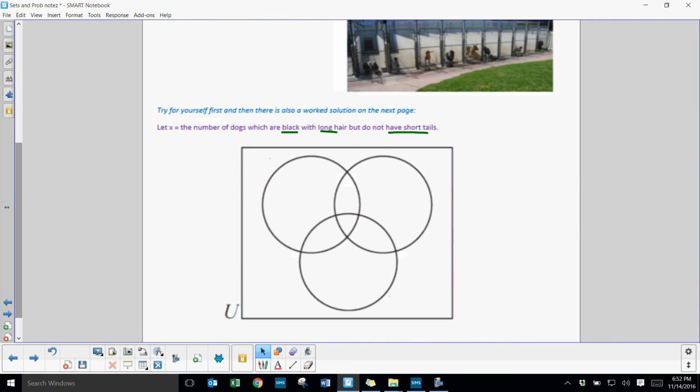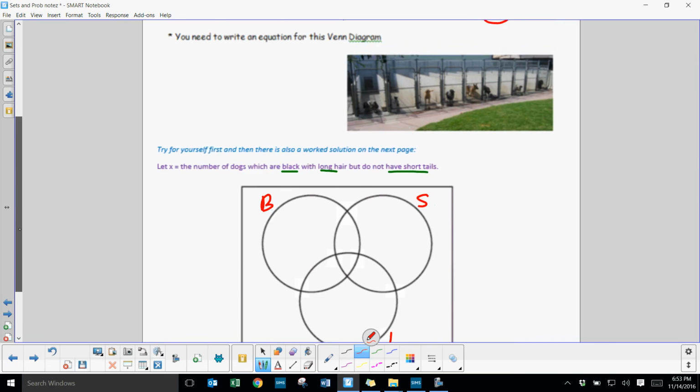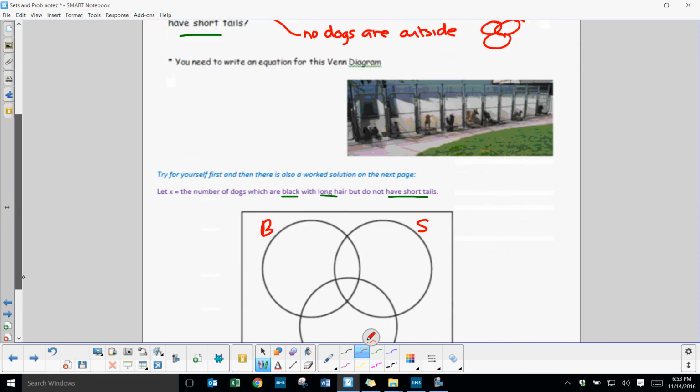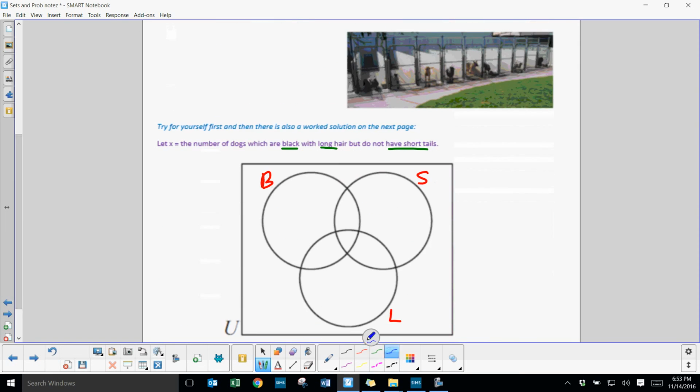Alright, so let's label: let B be black fur, S be short tails, and L be long hair. There is only one dog that's black with short tail and long hair. So that's useful. So that means that the center is equal to 1. So it's always good if you can work from the center outwards.